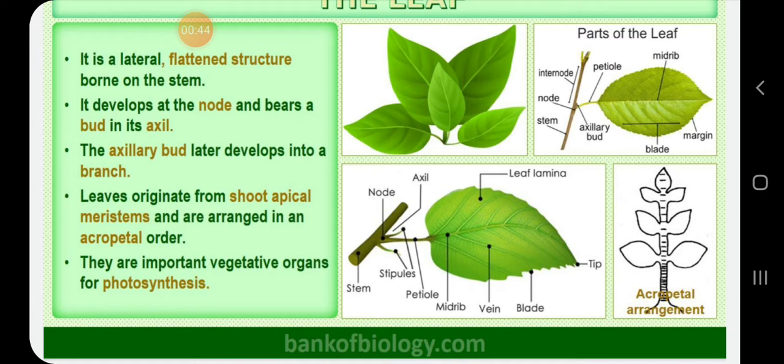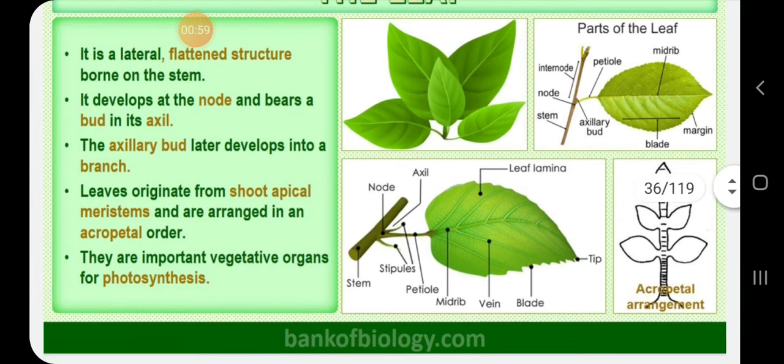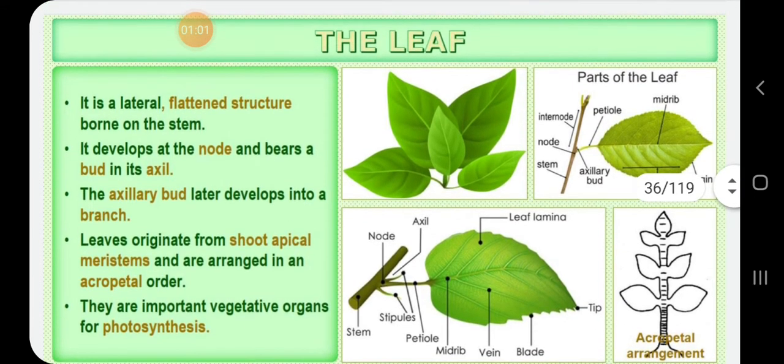Leaves originate from the apical meristematic tissues and are arranged in an acropetal manner. Acropetal manner means the older leaves will be at the bottom and the new leaves will be at the tip. Here it is given in the picture. So they are important vegetative organs which prepare the food for the plant.